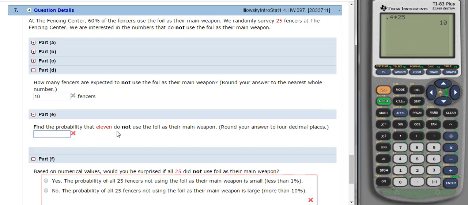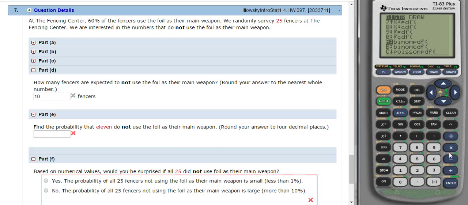Find the probability that 11 people do not use the foil as their main weapon. Well, to do binomial distributions, we have to use the distribution key. So, second, vars, and then we scroll down to the binomial distributions. Now, because this is exactly 11 people, we use the binomial PDF. If it had been a cumulative group, we would use the CDF.